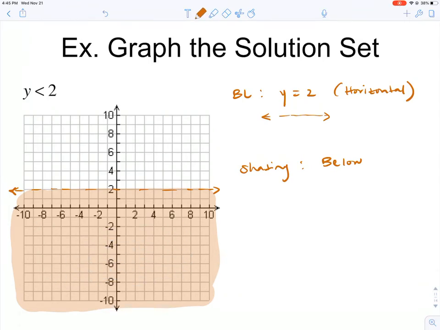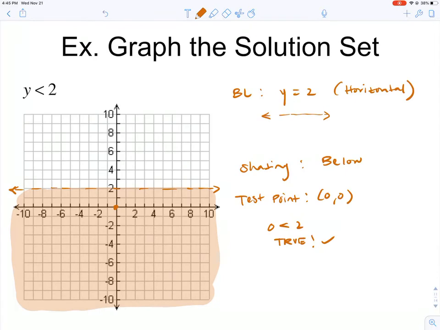Okay, (0, 0) is in that region, so we can double check with our test point that we've shaded correctly. I can only substitute the 0 in for y, and that is true. So we have shaded correctly.